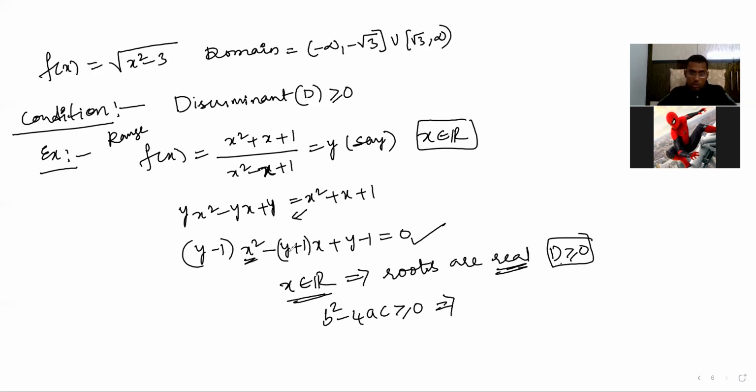What is that? Minus b. This is minus b. B square is y plus 1 whole square. B square minus 4ac: 4a is y minus 1, 4ac is again y minus 1. This is greater than or equal to 0.